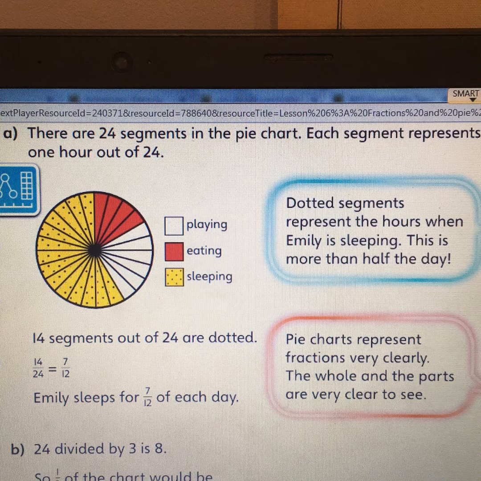However, my answer was actually asking for the fraction. Okay, so if it's 14 out of 24 hours, we could write this as 14 over 24, 14 24ths. Can we simplify that? Yes, we can, because they both have a common factor of 2. So we can divide them both by 2. 14 divided by 2 is 7. 24 divided by 2 is 12. So we can say that Emily sleeps for 7/12 of the day.